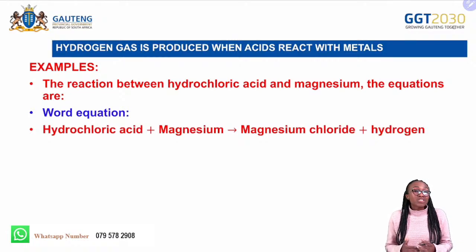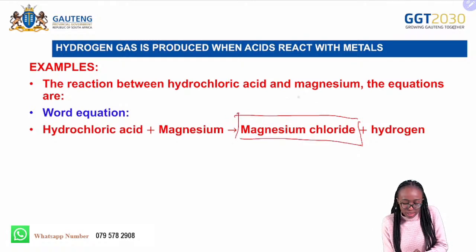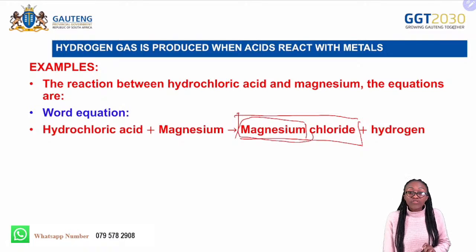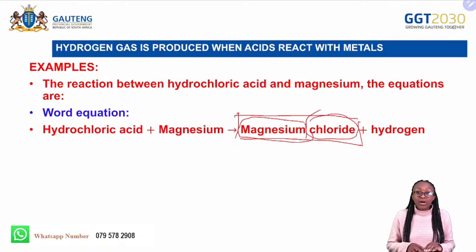Remember when we said the name of the salt will depend on the metal and the acid. So the name of the salt is actually named after the metal and the acid. This is our salt. Right? We said salt and hydrogen. So we named the salt after the acid and the metal. The metal is magnesium, so it forms the first part of the name. And the acid is hydrochloric acid, so we call it magnesium chloride. And then the second product is hydrogen gas.